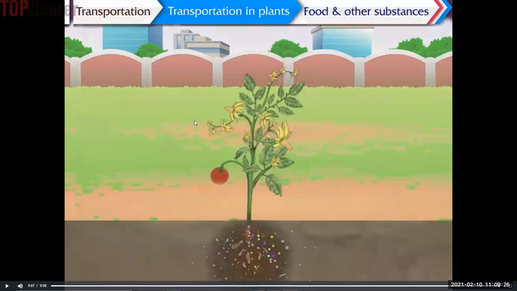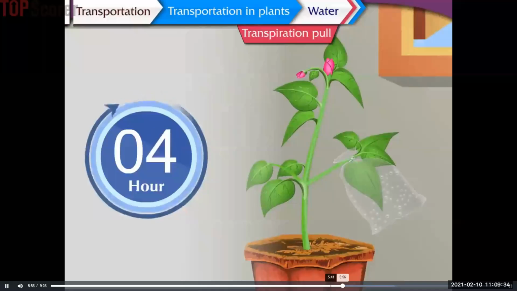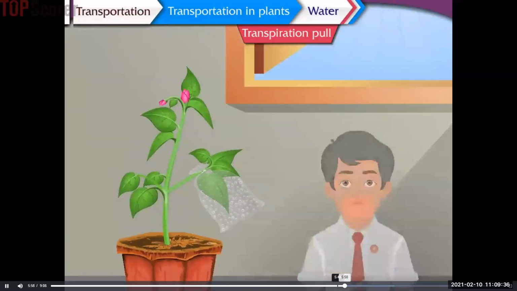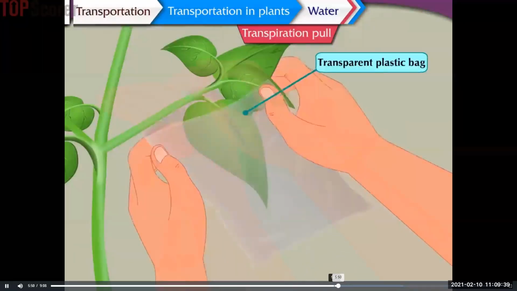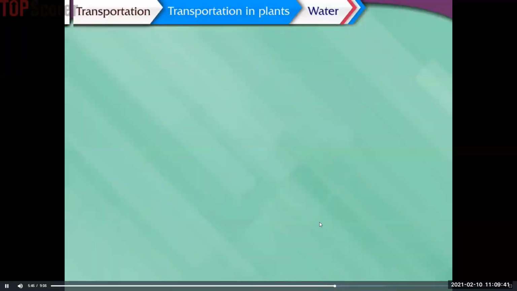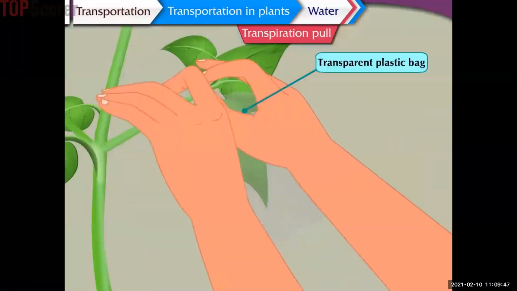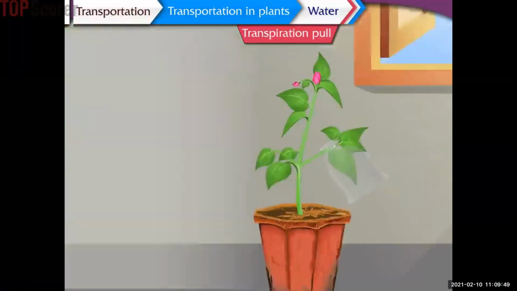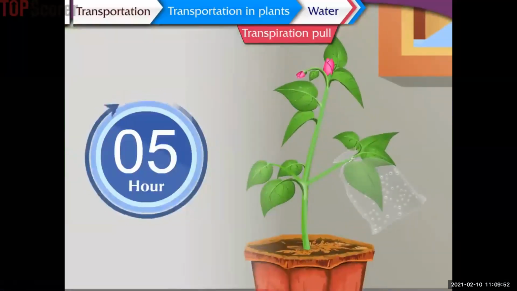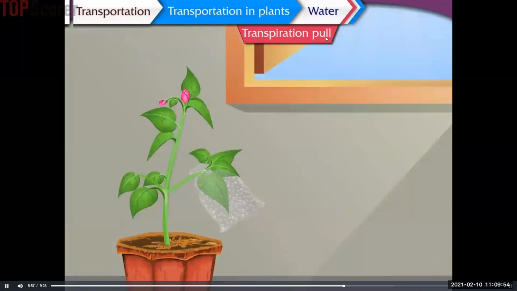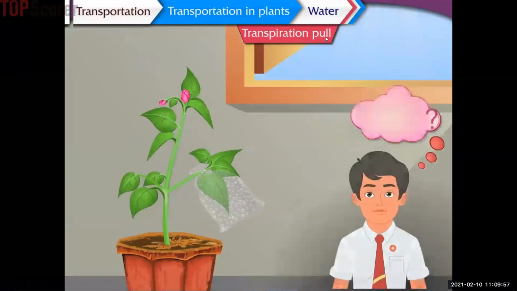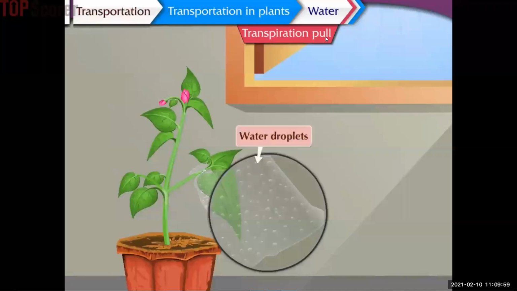Now we will see the video for the transpiration pull. If we tie a transparent plastic bag on a branch of a plant, keep it in sunlight for 5 to 6 hours and then observe the plastic bag, what do you see? Yes, you are right. We see droplets of water on the inner surface of the plastic bag.